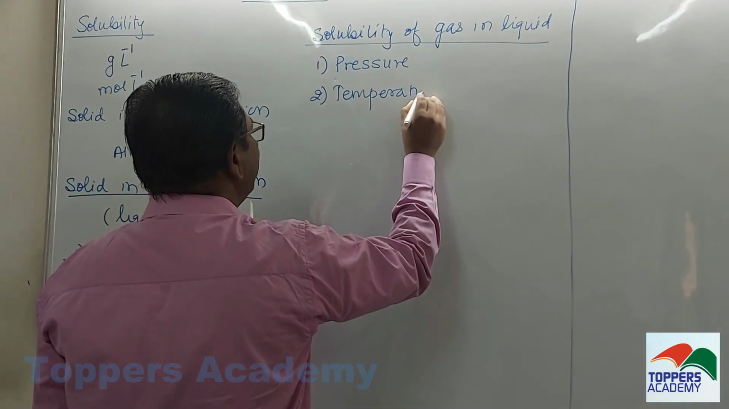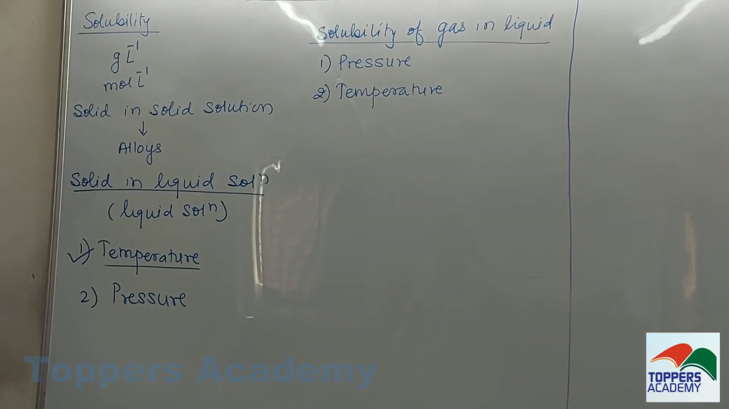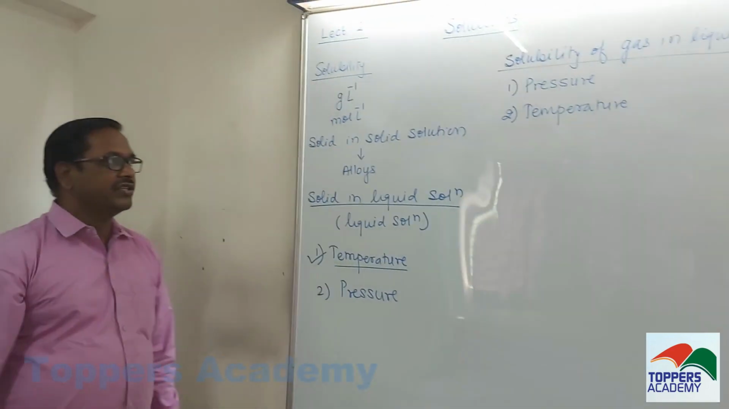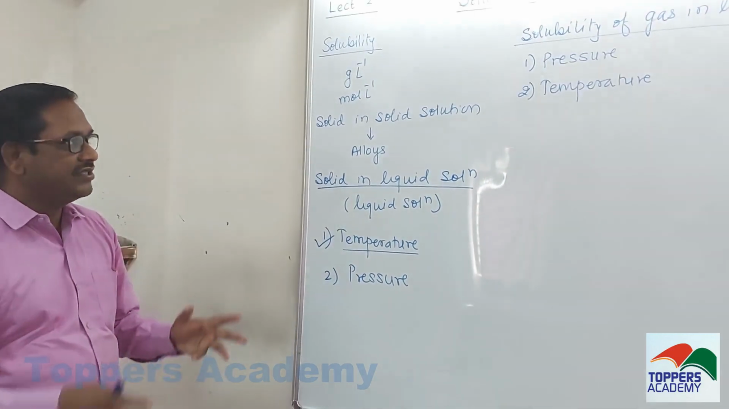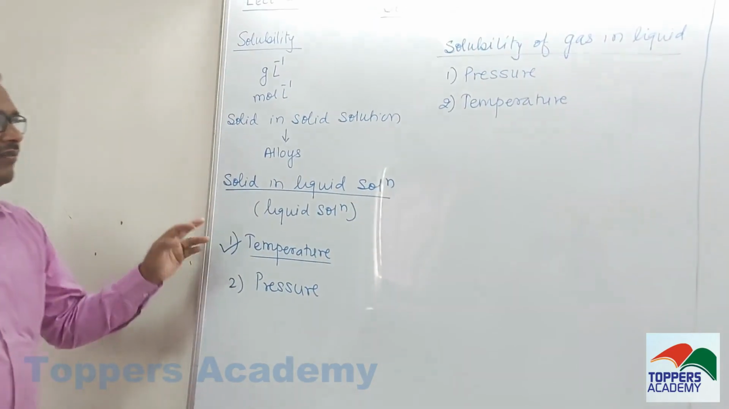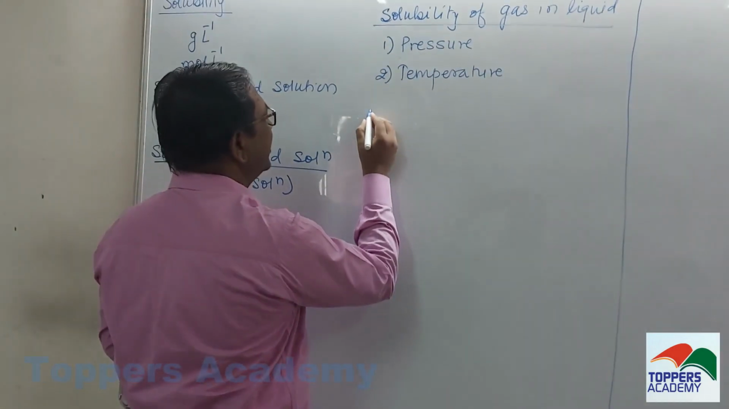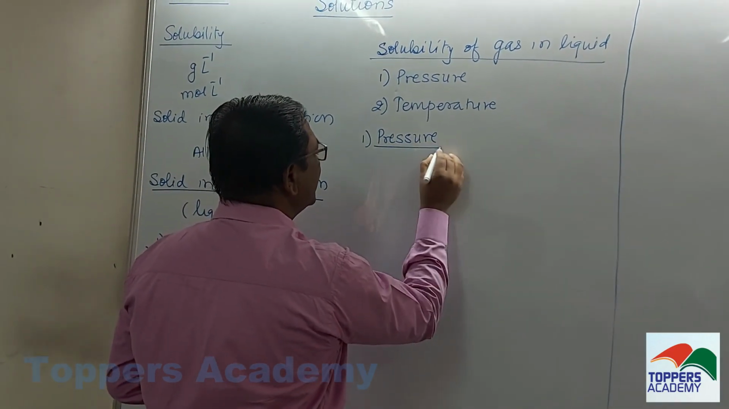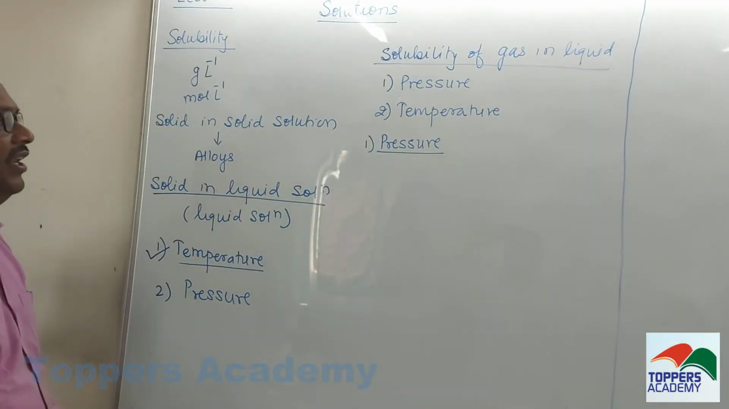Okay. Now what is the meaning of this sentence, solubility of gas in liquid? For example, in water, oxygen is soluble, carbon dioxide is soluble, and all other gases may be soluble in water. Now the solubility of gas in liquid is mainly affected by the pressure and the temperature. We'll consider the first factor, that is the pressure. How does the pressure affect the solubility of gas in liquid?